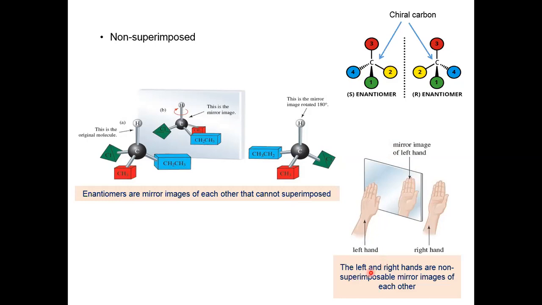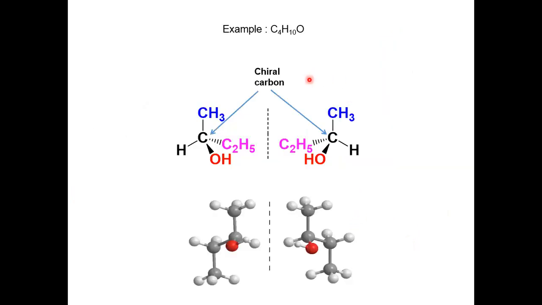Okay, this is another example of a chiral carbon. The left and the right hands are non-superimposable mirror images of each other. So this is your left hand. This is the image of your left hand. Try flipping this image, and it becomes a right hand. Try overlapping the right hand with the left hand. You will not get the same thing. It will not superimpose. So it is a non-superimposable image of your hands. Okay, example. So still the same thing. This is your mirror.